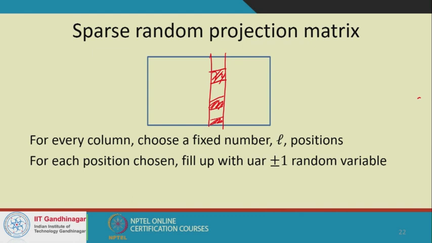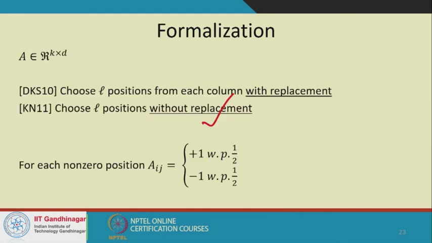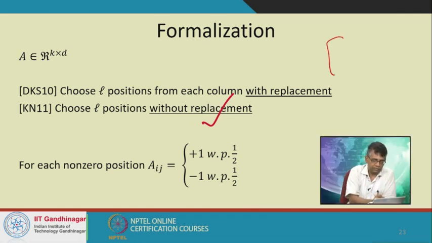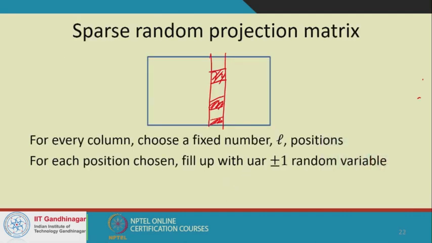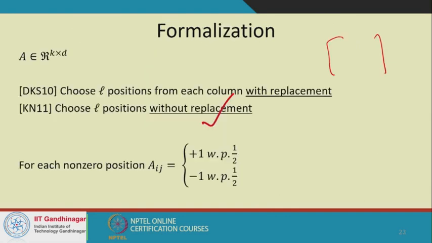Let me actually finish this. Then there are basically only two different ways of choosing these positions. One is that you could choose the positions with replacement. For instance, if I choose this position, then I could again choose back this position. So I choose L positions with replacement, which means that in effect there could be less than L non-zero entries, because the non-zero entries could clash.